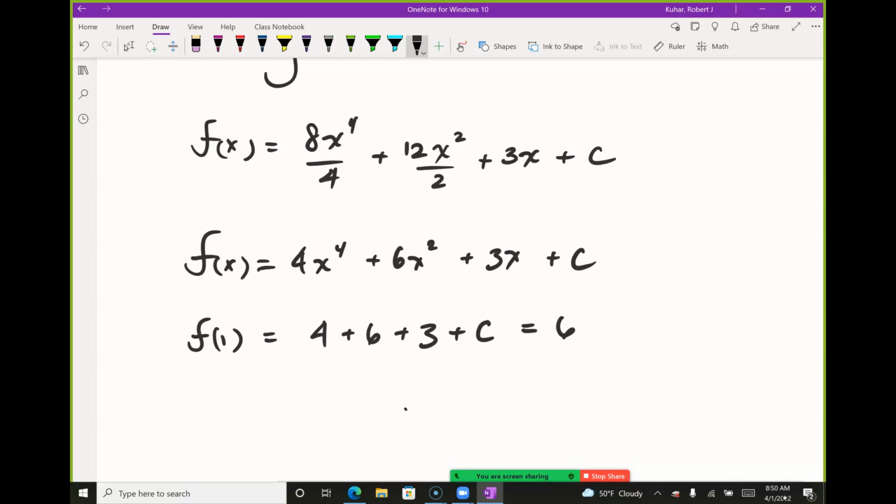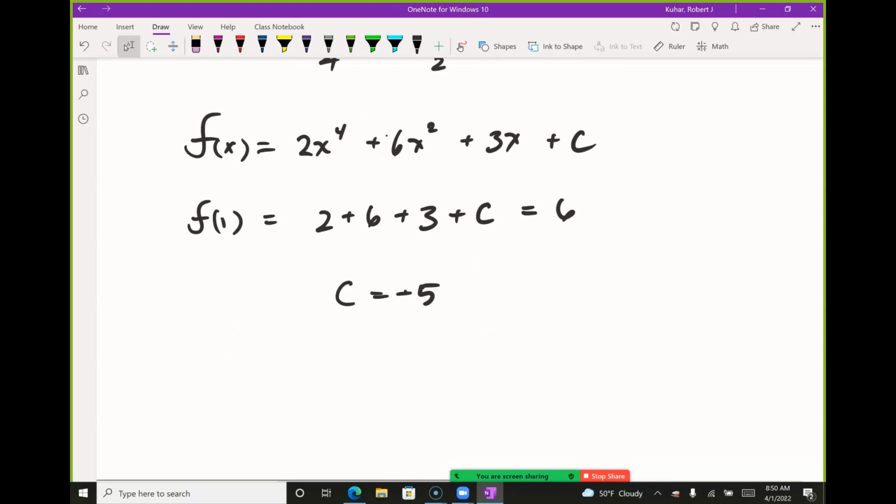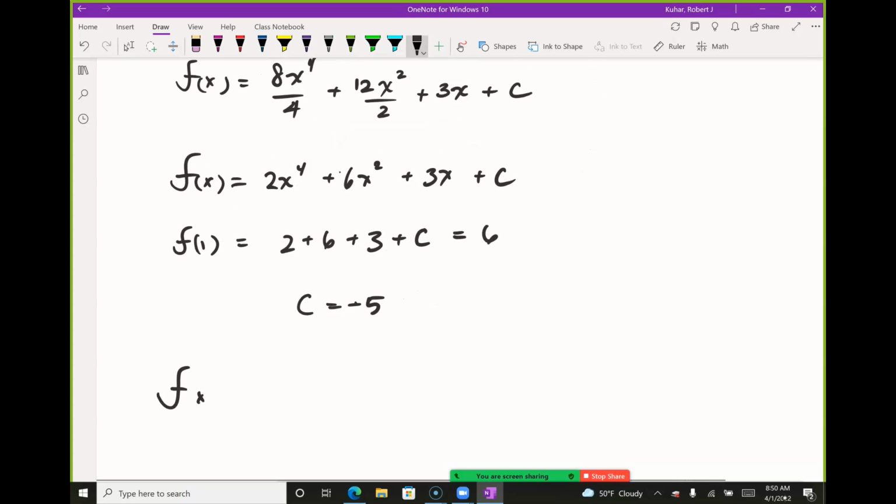So obviously c is... Go ahead. Isn't that 2x to the 4th? Because you're dividing by 4. Oh, thank you. Yeah. What? 2x to the 4th, yes. Thank you. Silly Robert. So it looks like c is negative 5. So now I can write f of x is 2x to the 4th plus 6x squared plus 3x minus 5. Done.